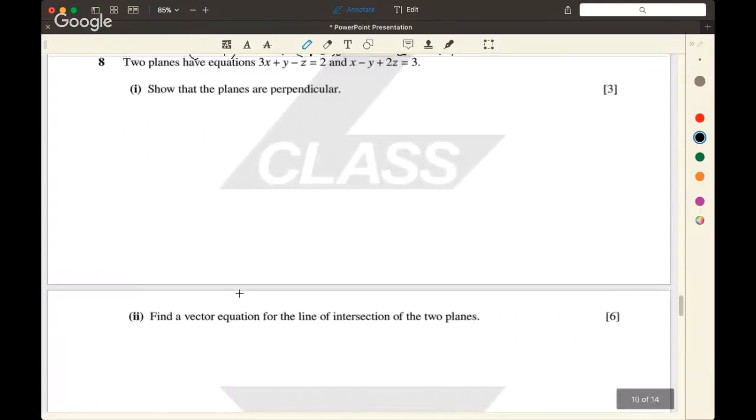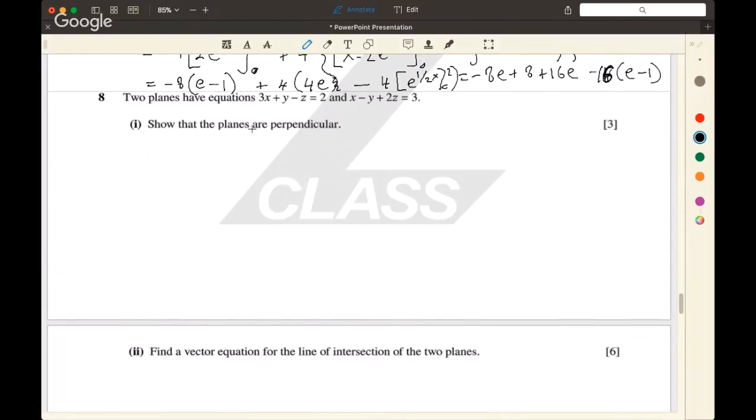Okay, we've got two planes now. And firstly, we need to show that they are perpendicular. And what we're given is their equations, these two guys. So you should know that to get the normal to a plane, you just take the numbers that are in front of the x, y, and z's. You ignore the thing on the other side; it doesn't matter.